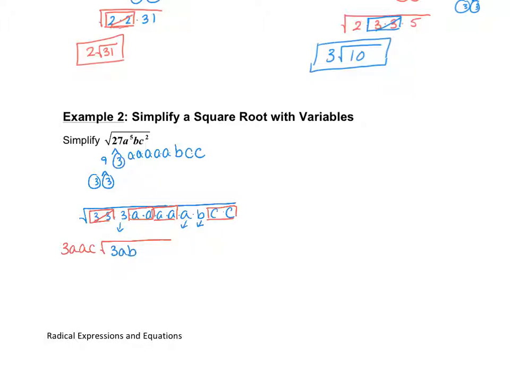The 3AAC looks weird. Let's rewrite that. So that would be 3, instead of AA, we would write A squared C. And then put that remainder inside, radical 3AB. So we're just looking for the pairs that go outside because we're really taking the square root of them, and the leftovers remain inside.